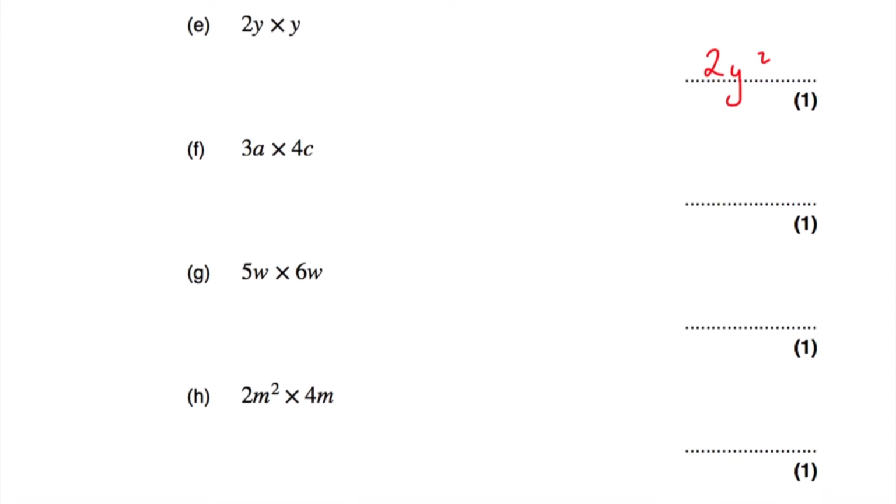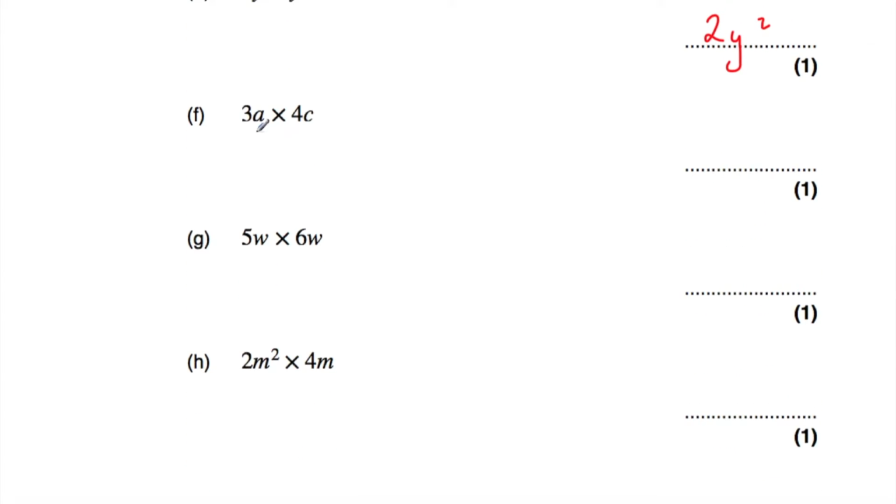Okay, let's look at our next part, part F. Part F, we've got 3a multiplied by 4c. So let's multiply the numbers together. So we've got 3 times 4, that's 12. And then we've got ac, so it'd just be 12ac. And that's it. So 3a times 4c would be 12ac.